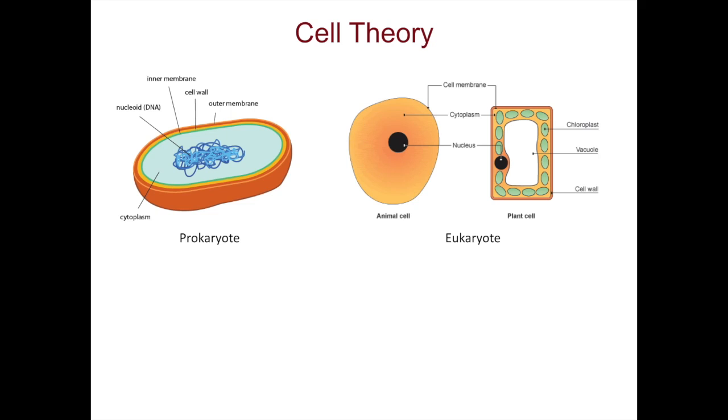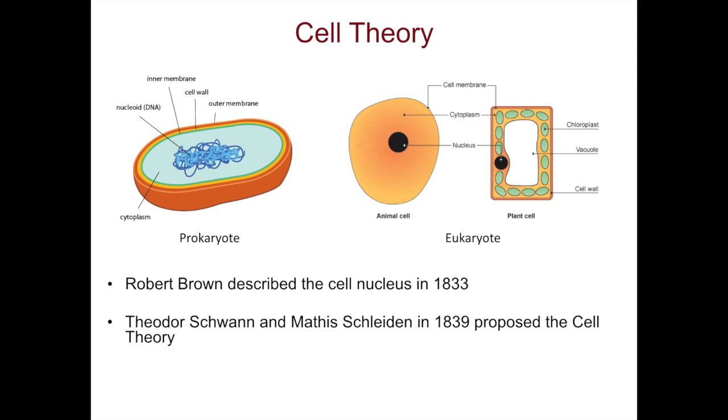Eukaryotic cells contain a nucleus, and inside the nucleus resides the DNA containing genetic information. Both eukaryotic and prokaryotic cells contain a cell membrane, but only some eukaryotic cells, like plant cells, contain a cell wall in addition to the cell membrane, which encases the cell. Robert Brown described the cell nucleus in 1833. Theodor Schwann and Matthias Schleiden in 1839 proposed the cell theory.